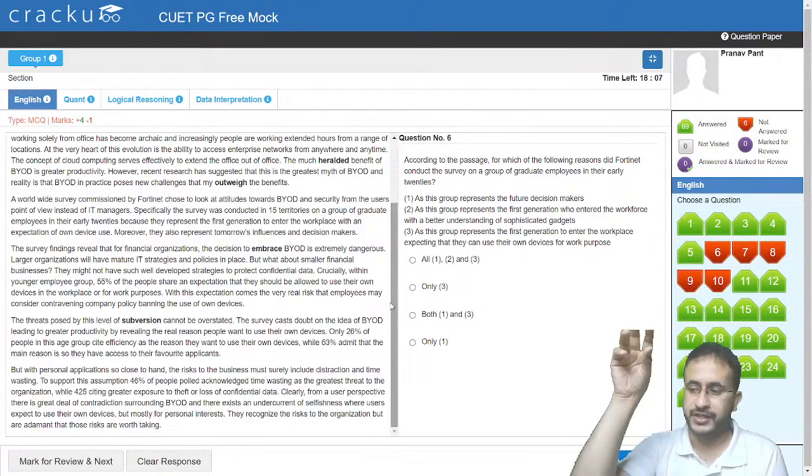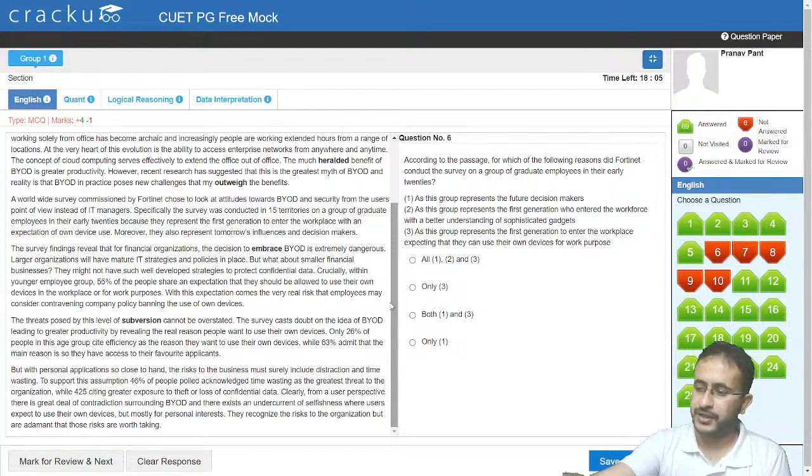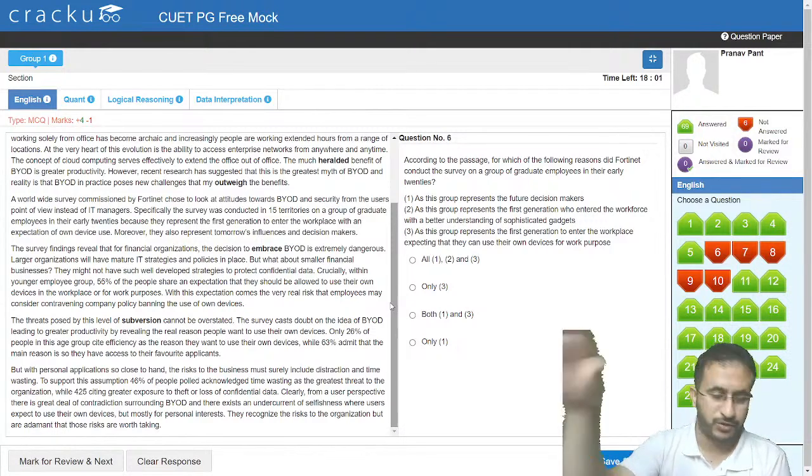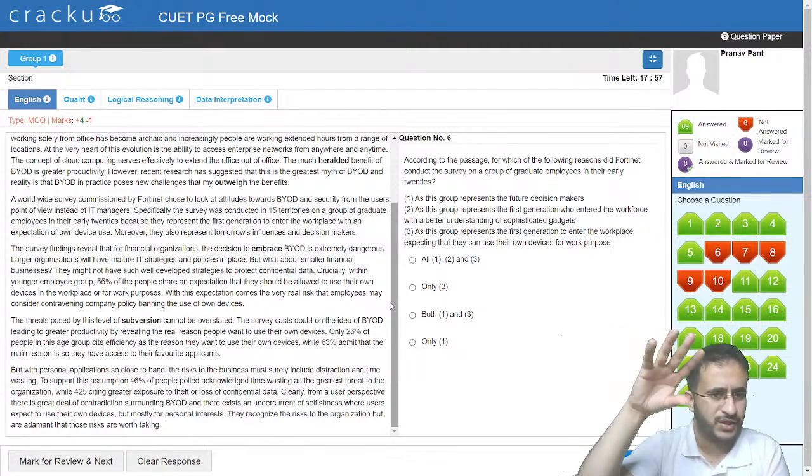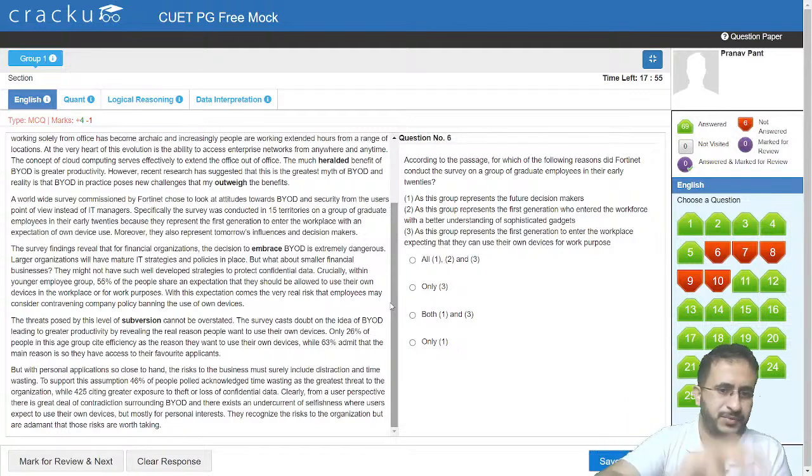If you worked in the financial sector, okay, you know that they do not allow you to have personal mail and all. Social media सब कुछ ban होता है. Okay, that was the case where I used to work. So they have very strict norms. Now people want to use their own device for that reason, but that poses a security threat. But with personal applications so close to hand, the risk to business must surely include distraction and time wasting.